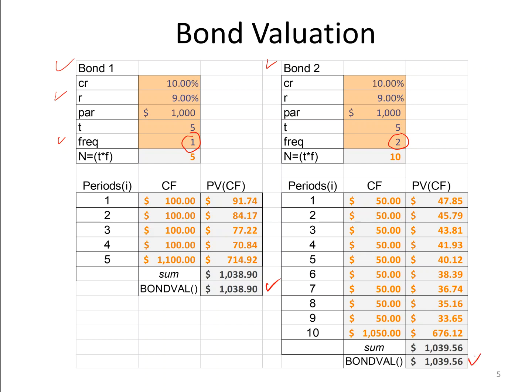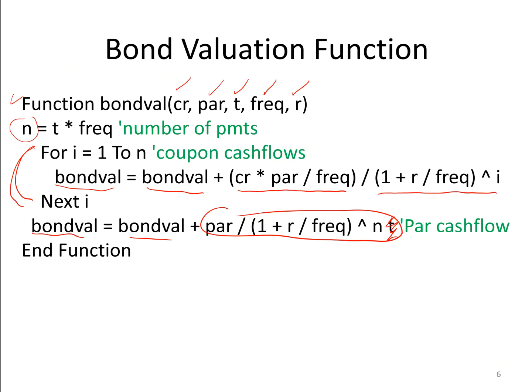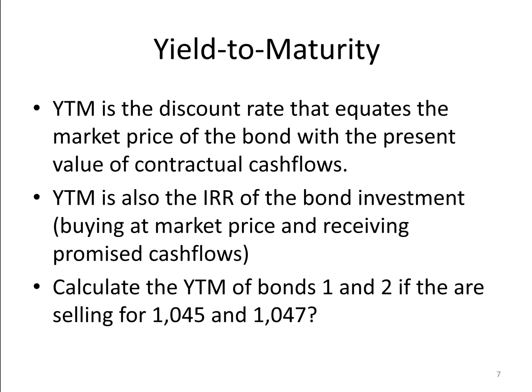If this is actually the market price of these bonds that you observe, then we call that R the YTM, and that becomes the yield, the yield that you will earn if you buy the bond and the bond does not default and you receive those cash flows. Now, one other way of thinking about the yield to maturity is the yield to maturity is also the IRR, the internal rate of return of the bond investment, buying at the market price and receiving those contractual promised cash flows. So what we're going to do is calculate the YTM of bonds 1 and 2 if they're actually selling for 1,045 or 1,047.